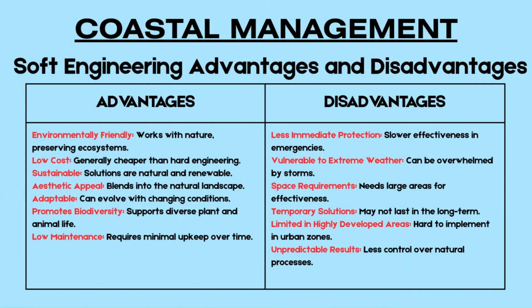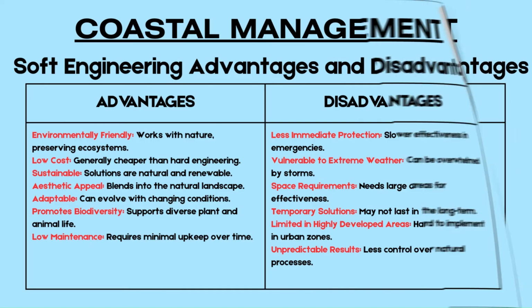Here are the advantages and disadvantages of soft engineering. Advantages include being environmentally friendly, cheaper than hard engineering methods, and renewable. They blend into the natural landscape, meaning they are less of an eyesore. They promote diverse plant and animal life and are typically lower maintenance than some hard engineering methods. Disadvantages include less immediate protection and being vulnerable to extreme weather. They may be temporary solutions or have unpredictable results. They are harder to implement in urban zones.